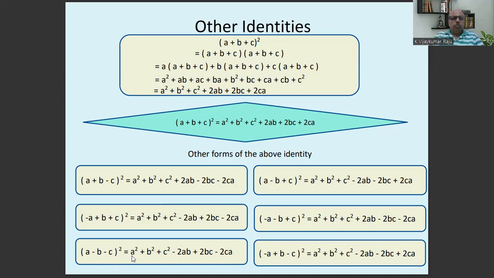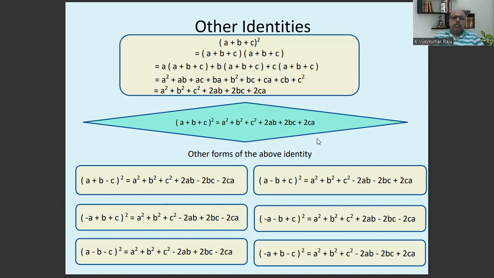B and C are negative. A square plus B square plus C square. Here only B is negative, so it is negative. Here B and C both are negative, so it becomes positive. Here only C is negative, so it is negative. In this case, A and C are negative. So wherever A and C are there, that will be positive, and the remaining two terms will be negative. So A square plus B square plus C square. Here only A is negative, so it is minus 2AB. Here only C is negative, therefore it is minus 2BC. But here A and C both are negative, it is positive.